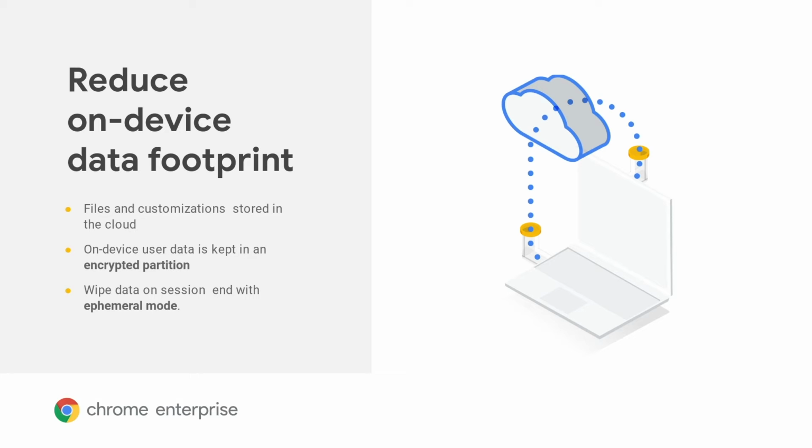But we can also know that if data is stored on the device, it is in an encrypted partition in the user partition. And finally, a feature that's very popular in Chrome OS is what's called ephemeral mode, which means every time the user enters and exits their session, any local data, any cache data is wiped every single time. So they have a clean user session and no data is left behind. There's no data footprint.